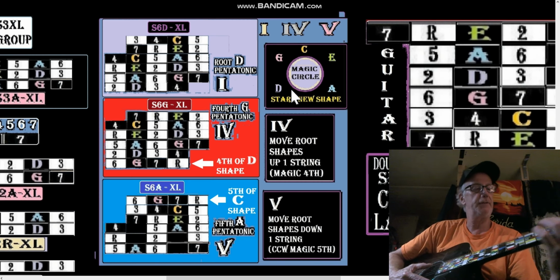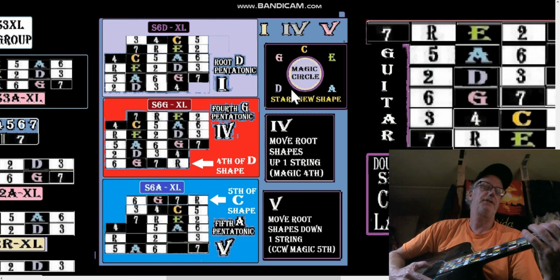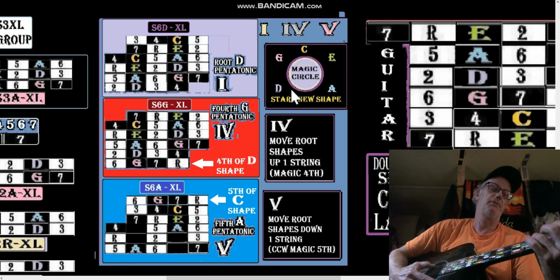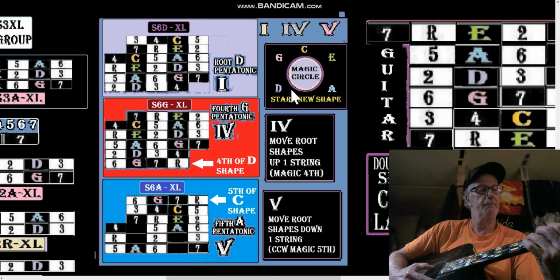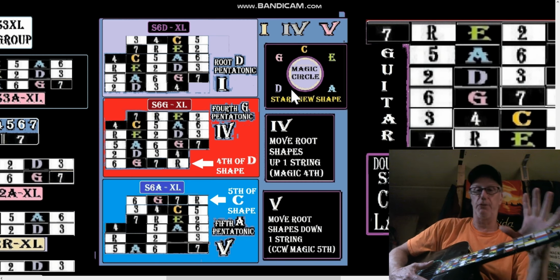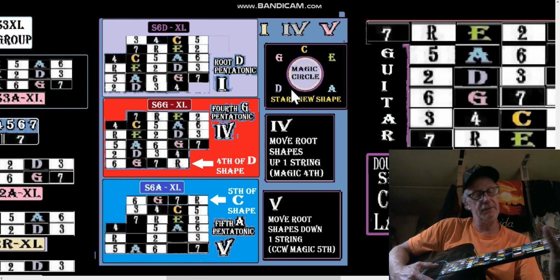So if you play this, you've got to play 6, 7, root under here. 6, 7, root. Okay, so I can move a short pattern up like that. It gets a little tricky with D, but here's the D pattern.